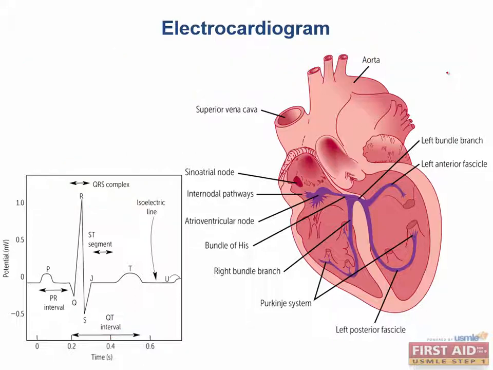The T wave here is ventricular repolarization, right? It's the end of the QT interval. Watch out for inverted T waves. They may be a sign of myocardial ischemia. Be on the lookout for these.